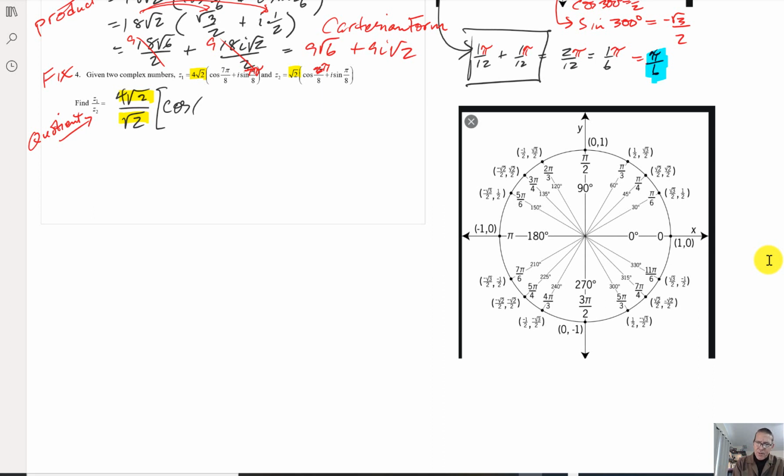Let me just make sure you guys are understanding here. Number 4 should be reading this right here. z1 should be 4 root 2 times the cosine of 7 pi over 8 plus i sine of 7 pi over 8. They should be the same.